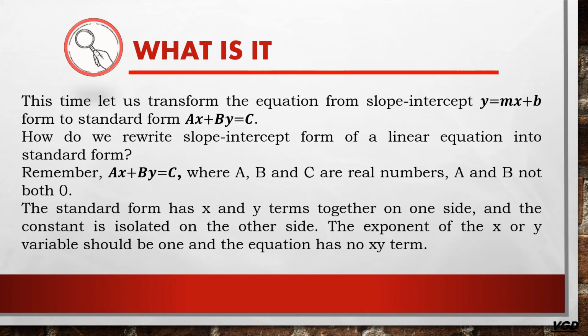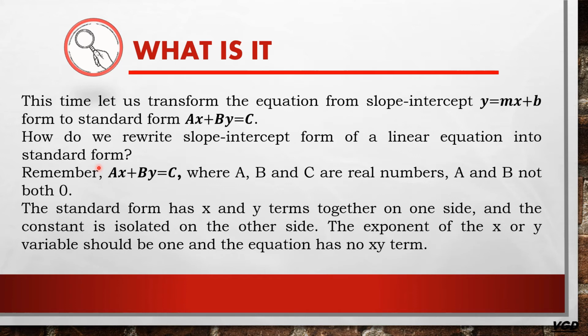A while ago, we transformed the standard form ax plus by equals c to the slope-intercept form, which is y equals mx plus b. And this time, we're going to do the opposite. We're going to transform the equation from slope-intercept form, y equals mx plus b, to the standard form ax plus by equals c. So how are we going to rewrite the slope-intercept form of a linear equation into a standard form? We're going to find out later.